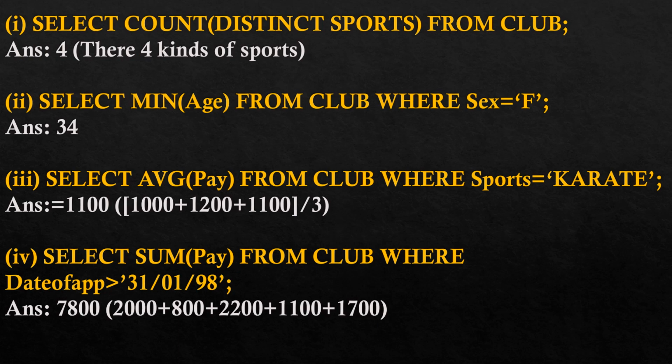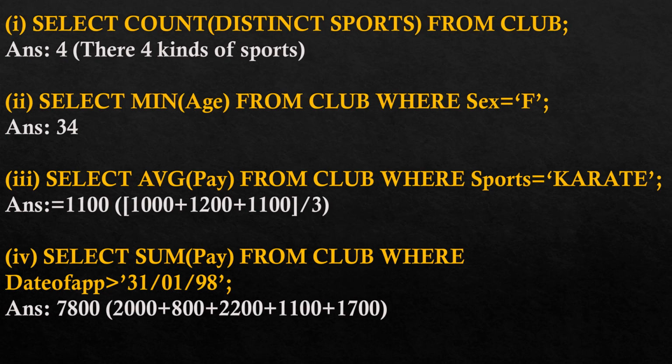Now the first question is select count distinct sports from club. So how many distinct sports are there in this table? So the output is 4. The answer is 4 because there are 4 kinds of sports. Now select minimum of age from club where sex is equal to F. So whoever females are there in this table, from them you will check and the minimum age is 34.